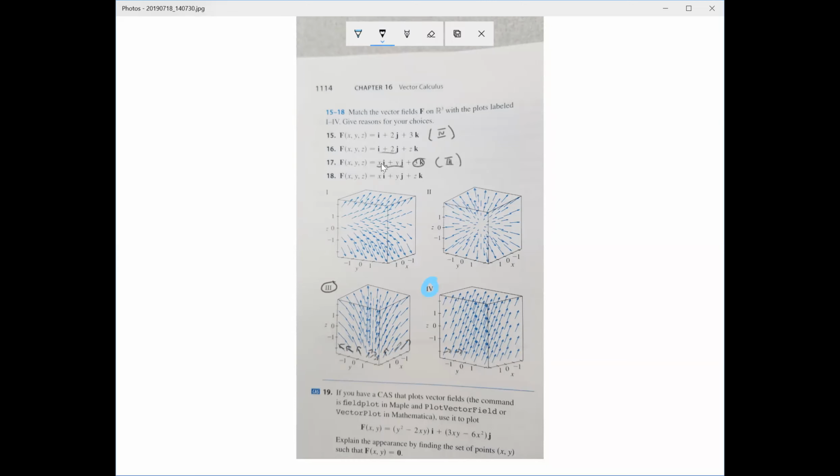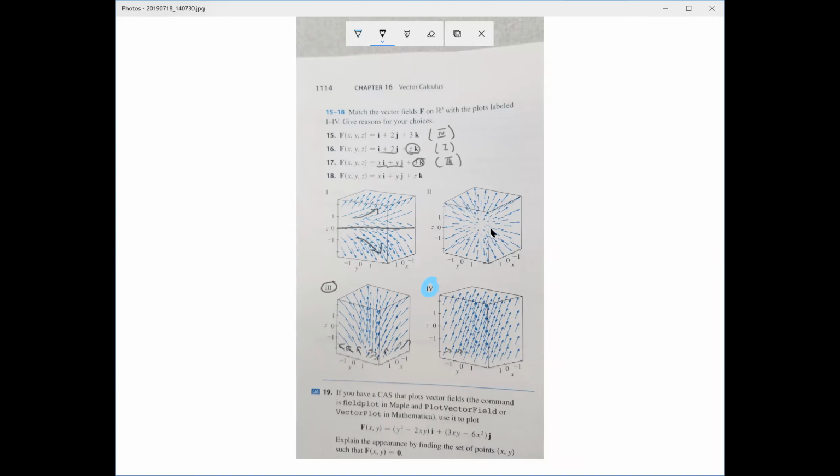Okay. But since k is dependent on z, we can see, and I think I briefly mentioned it before, that anything above z equals 0 will have vectors pointing upwards, as you can see. And anything below z equals 0, we have that the vectors point downwards. Okay. And that's why 16 should match up to plot I.